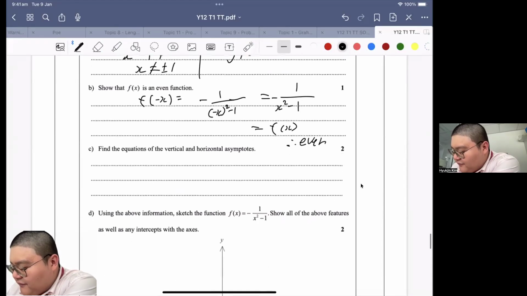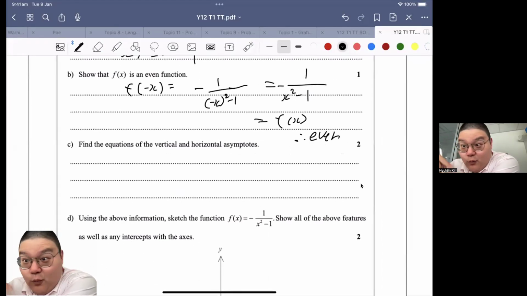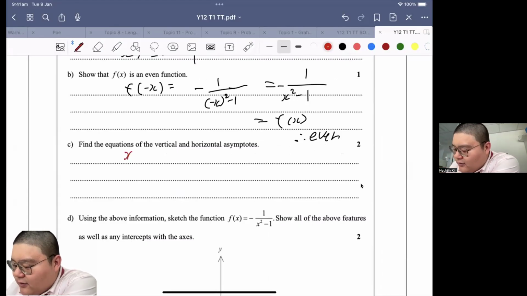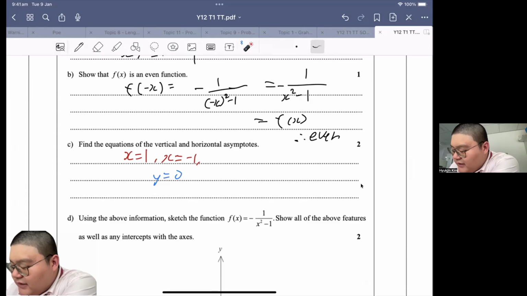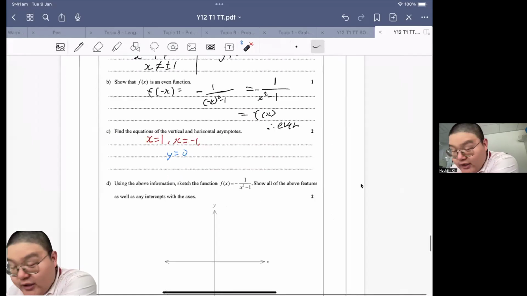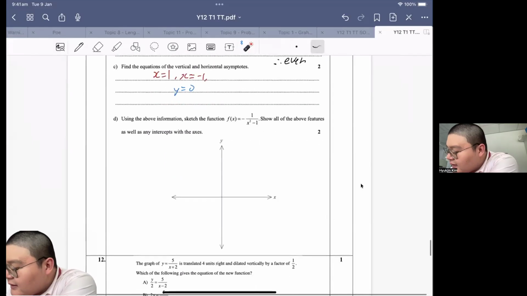Now, find the equations of the vertical and horizontal asymptotes. What we just did is the equations. x equals 1 and x equals negative 1, and y equals 0. Those are the equations of the vertical and horizontal asymptotes. Straight line equations, that's fine.